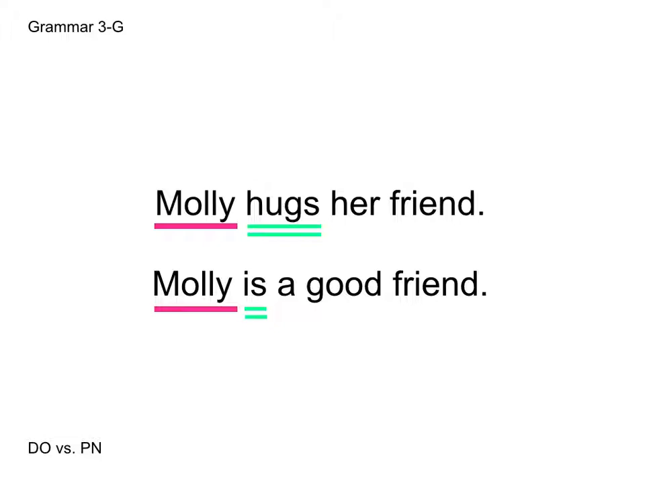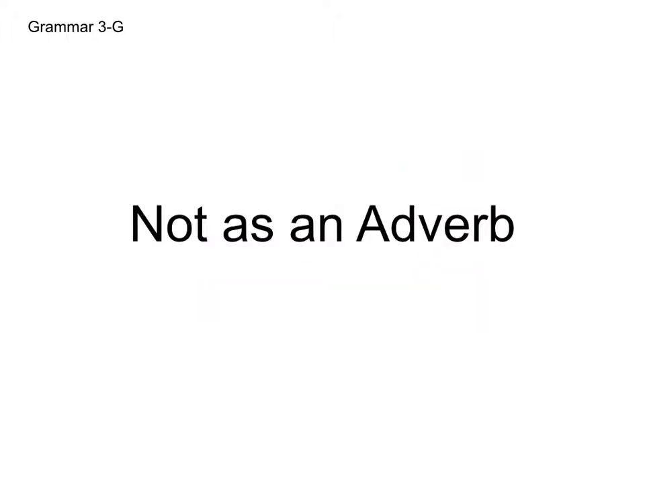So let's see what the difference is between these two. We have that first sentence, "Molly hugs her friend." Well, what is happening to her friend? The friend is receiving the action of the hug, receiving the action of the main verb. Therefore, we have a direct object. Whereas in the second sentence, we don't have an action verb. Therefore, the noun in the predicate cannot receive the action since there is no action. So that makes it a predicate nominative. "Molly is a good friend." What is Molly? A good friend. So that is renaming Molly. It's a predicate nominative.